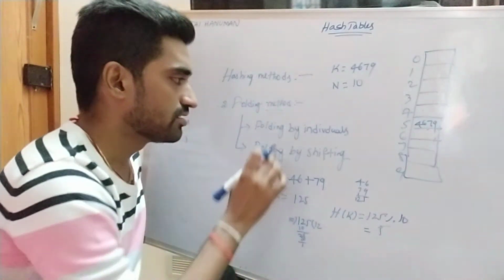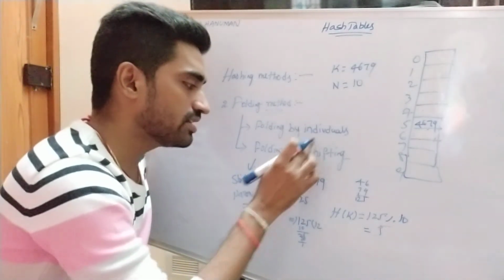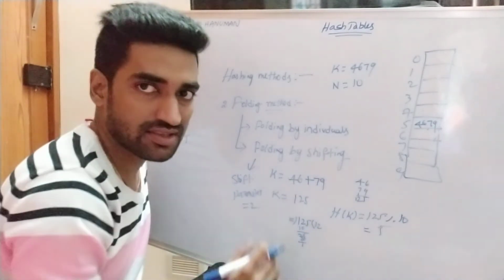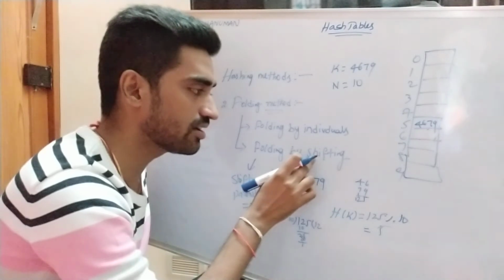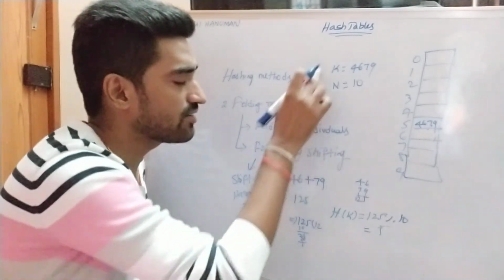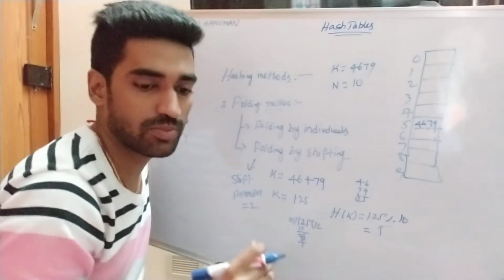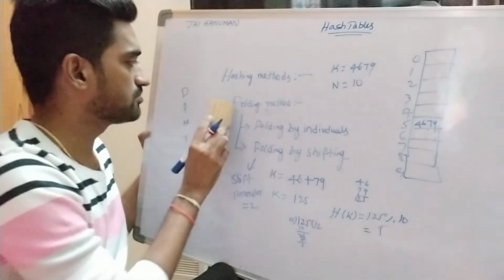In the first method we fold individual elements and then the division method is applied. In this method, based on the shift parameter, we fold the elements in the k value and then the division method is applied. So what is the third method?